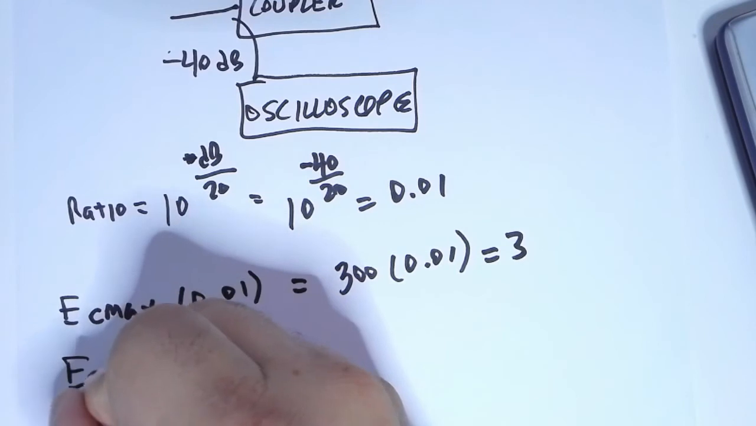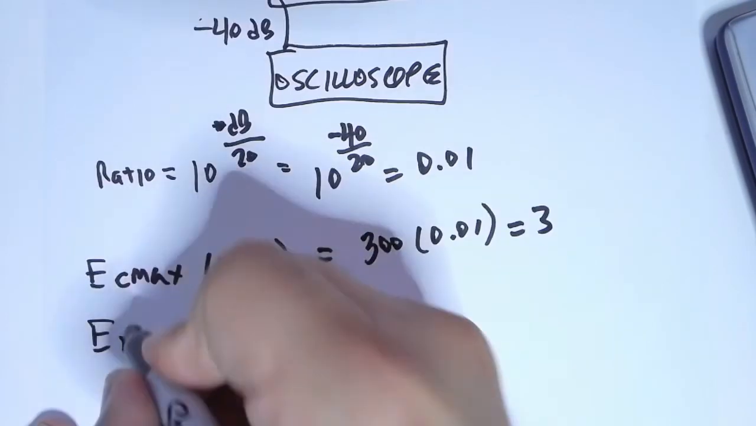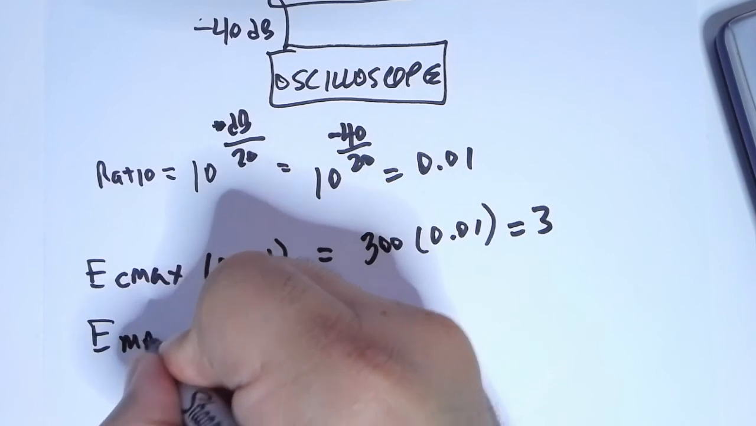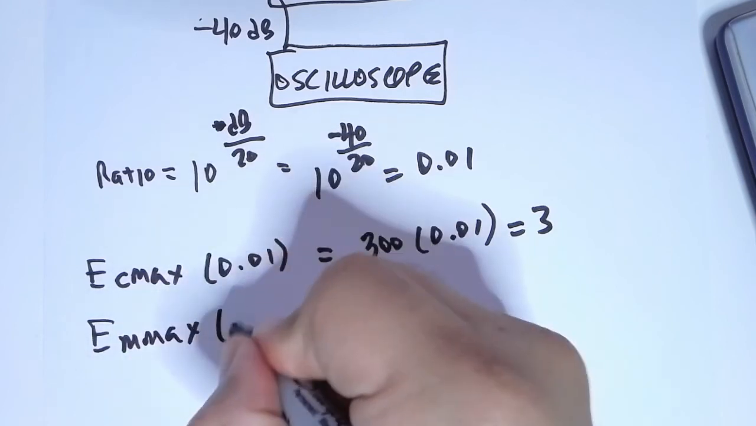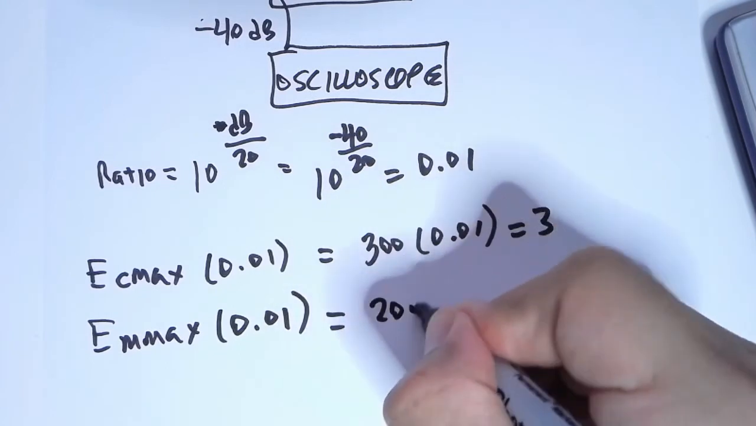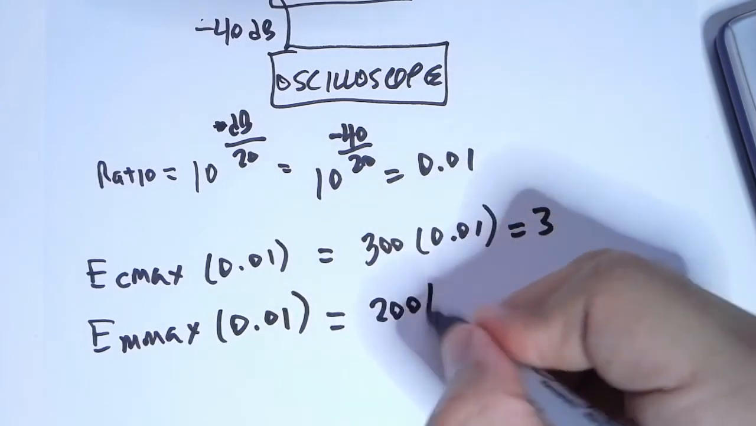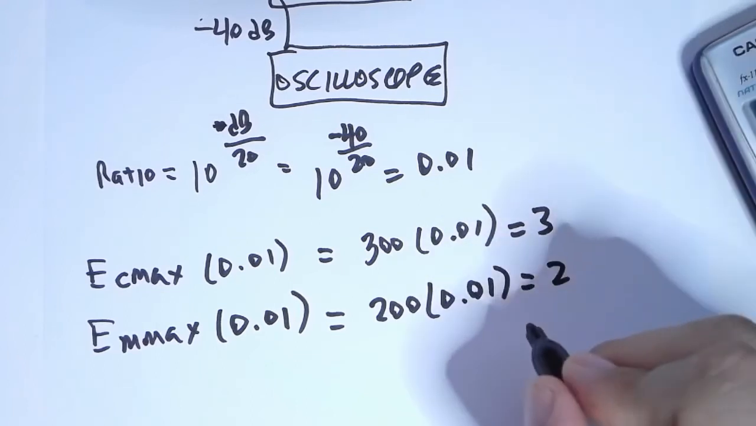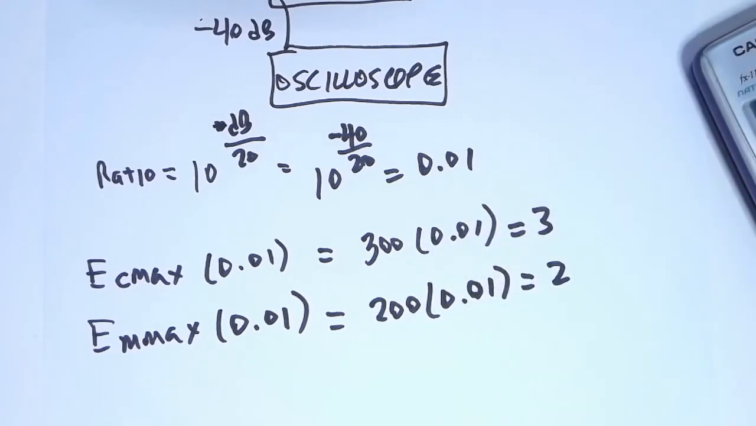We do the same for the modulation peak voltage. We multiply 200 by 0.01, and that's equal to 2.